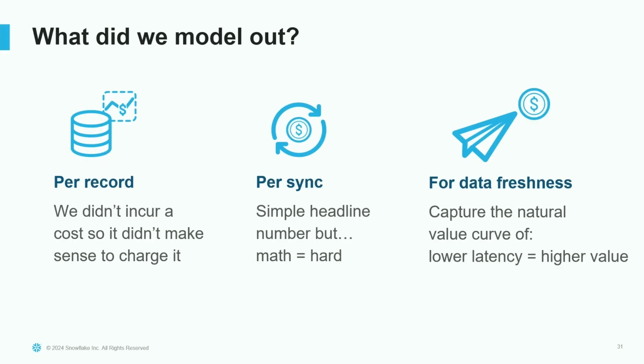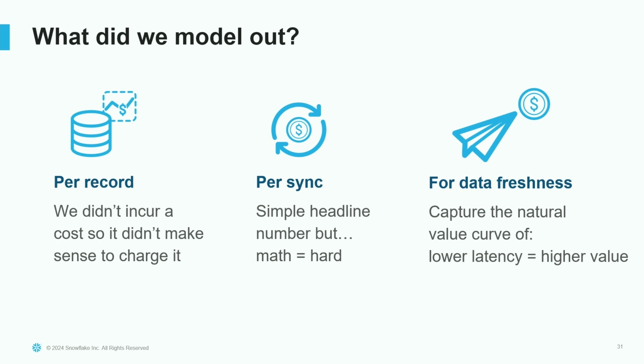But we modeled out a few things. So we thought, well, let's just stick with the norm. Let's just go by record. Gives you a really nice natural upsell because data always grows. That didn't line up with our product message. It's not where we thought the category was going. And we just didn't want to charge on something we didn't incur. It's kind of hard to back it up if you're charging on something that's a bit pretend.